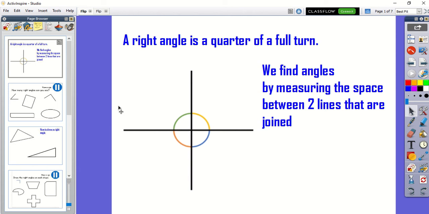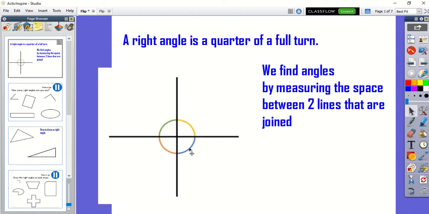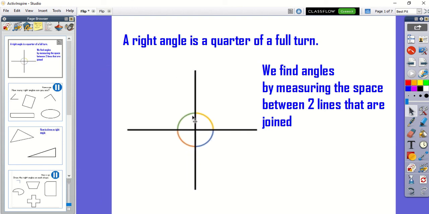So, a right angle is a quarter of a full turn. So here we are, I've got two lines joined here. And as you can see, I can make a full turn around this joining, okay? Now, an angle, for those who can't remember, is the measurement of space between two lines that are joined. So for example, this is an angle from here to here. This one, this is one, and this is one, okay?